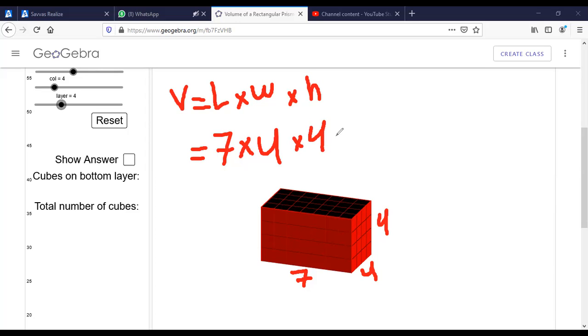Mr., can I say how much it's equal? Yeah. 112. Let's see. I don't know.